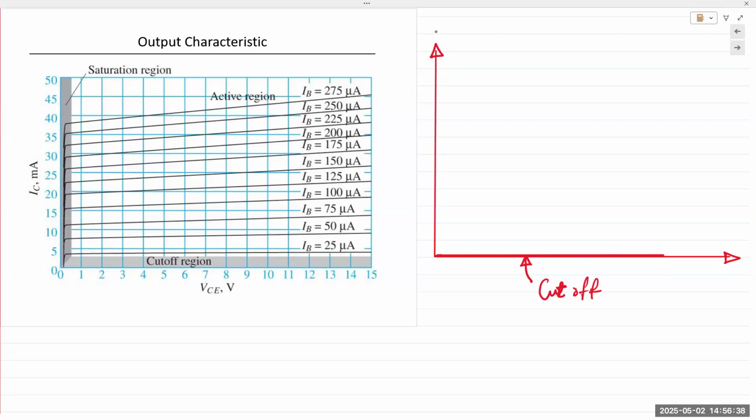Now let's say we increase IB. So IB is now, and I'm going to exaggerate this, let's say 25 microamps as we have here. And now we slowly start increasing the collector voltage. We start increasing the collector voltage, the collector current increases in a linear fashion. But it very quickly saturates at a level like this. And from that point on, no matter how much VCE increases, IC remains constant. So it remains like a flat line.